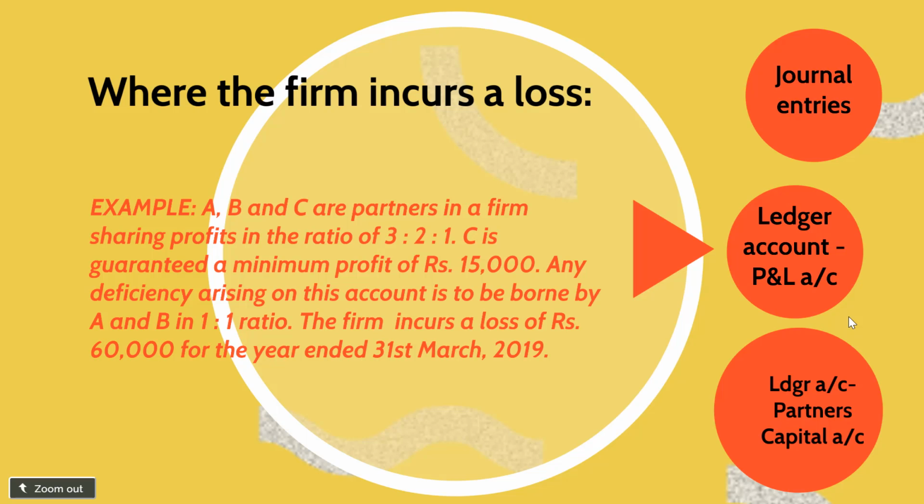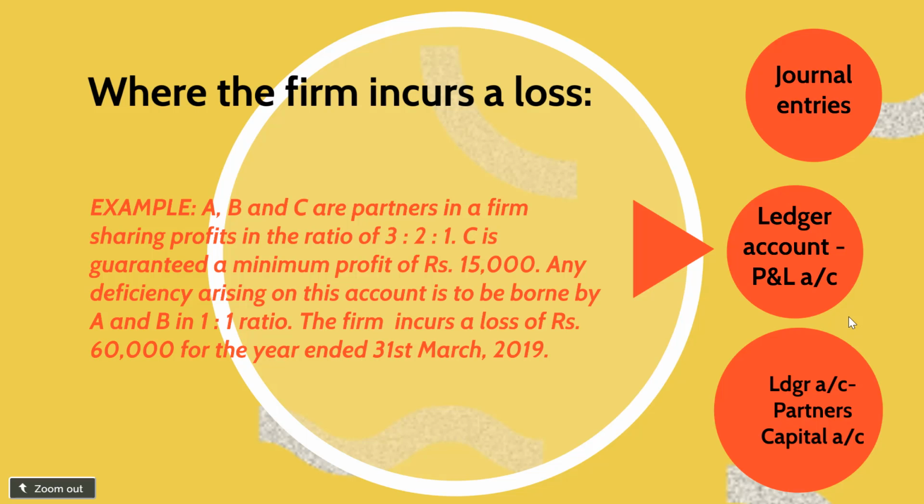Now we find that in this problem, the firm has incurred a loss of rupees 60,000 for the year. The profit sharing ratio is 3:2:1. So on dividing the 60,000 in 3:2:1, we get A's share of loss as rupees 30,000, B's share of loss rupees 20,000 and C's share of loss rupees 10,000. Again, C is guaranteed a minimum profit of rupees 15,000.